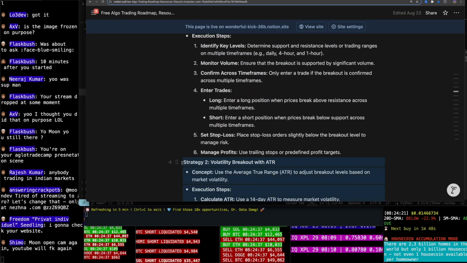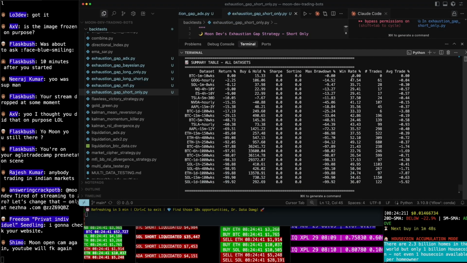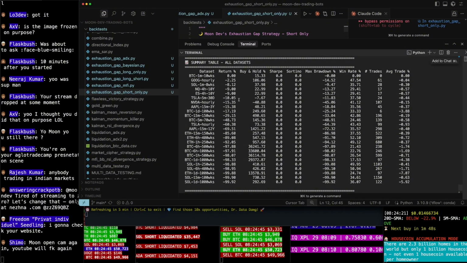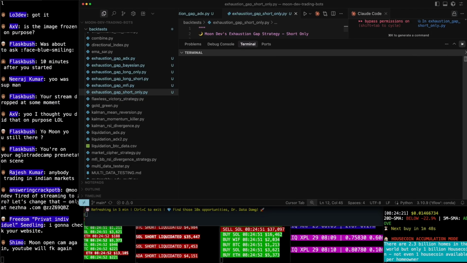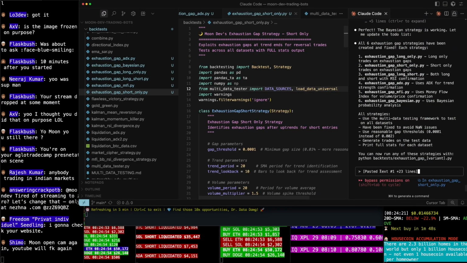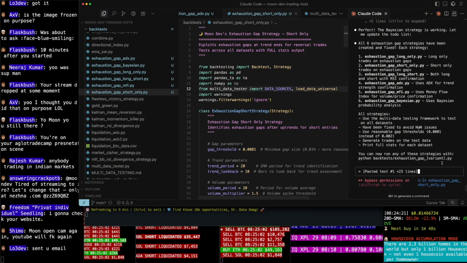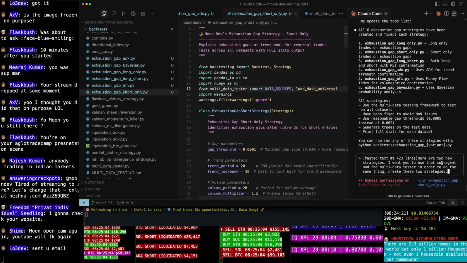So I have this sub agent that will help me out with this, which is super sick. Let's go ahead here, and you can see the sub agent will run it on like 25, 28 different data sources. And I think it's super sick. So let's say the same thing here. Here are two new strategies. I want you to use that sub agent and the multi-data tester in order to create these two strategies. Send you an email.